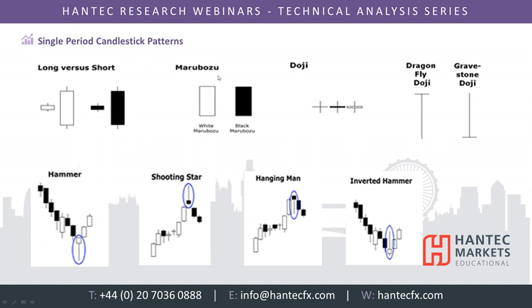Now, the second one I'm looking at here is the Marubozu, which is basically where, on a bullish or white Marubozu, you have the low of the day at the open, and you trade higher all throughout the day to close at the high, and that is a strong bullish candle. The opposite to that is a black or bearish Marubozu, which is to open at the high and trade lower all throughout the session to close at the low.